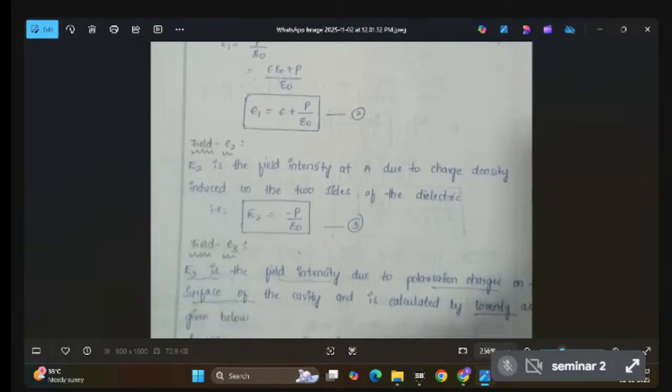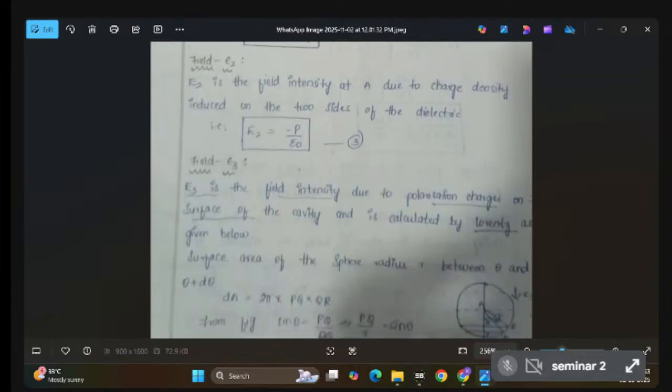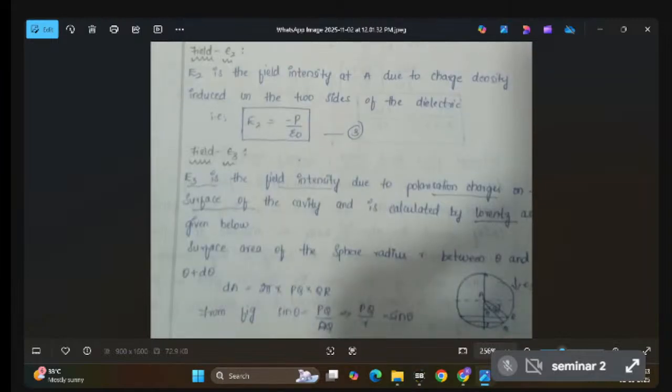So E1 is there. E2 is because of induced charges, only in the polarization opposite direction, minus P by epsilon naught. E3 is the field intensity due to the polarized charge on a spherical cavity, calculated by using the Lorentz method. That is the method. So this is a sphere.